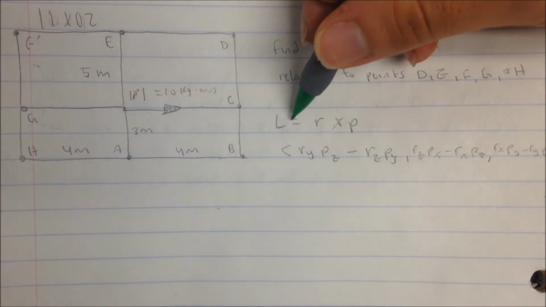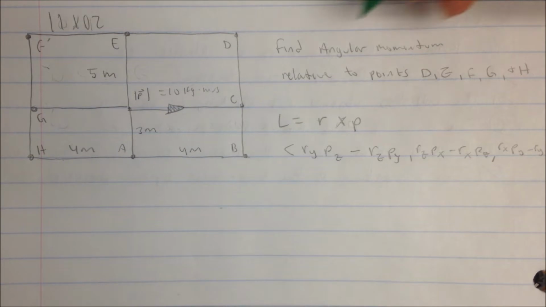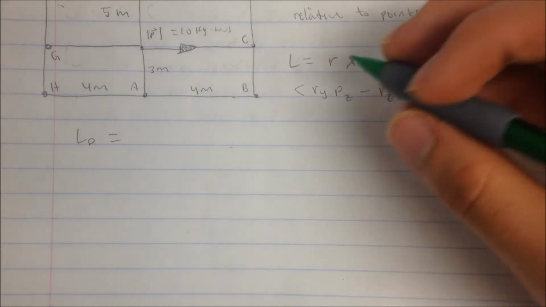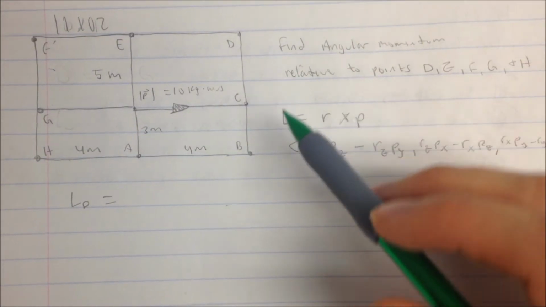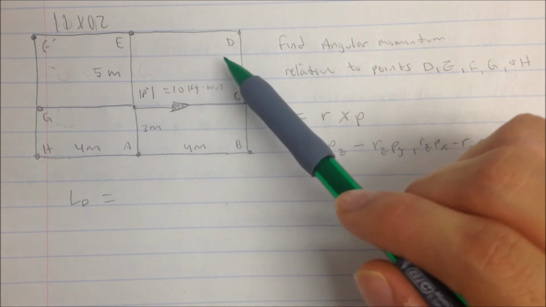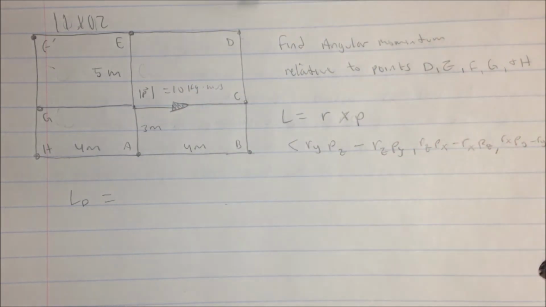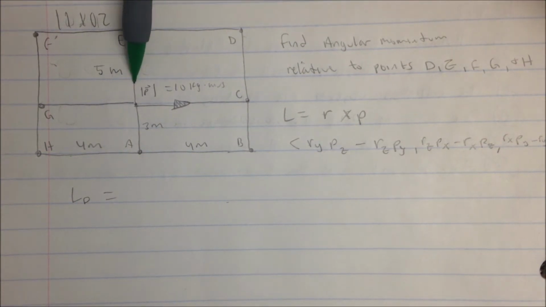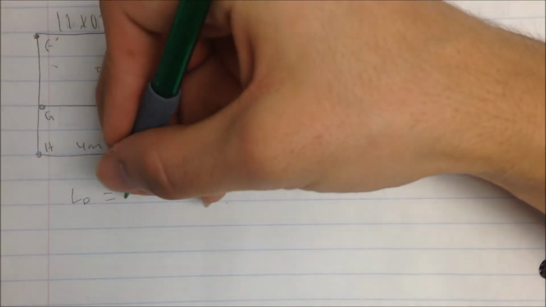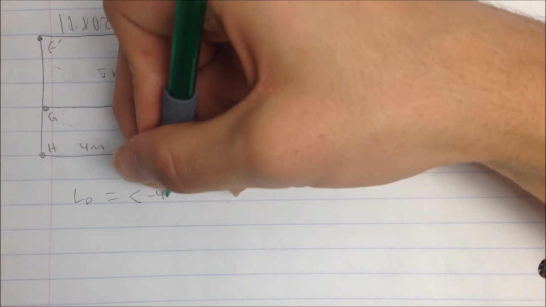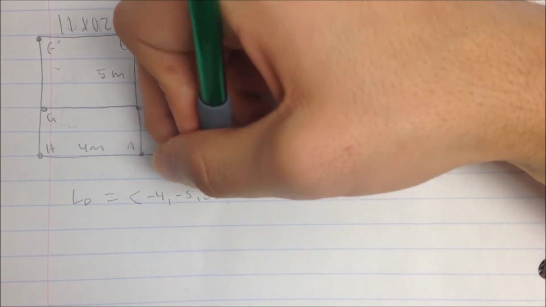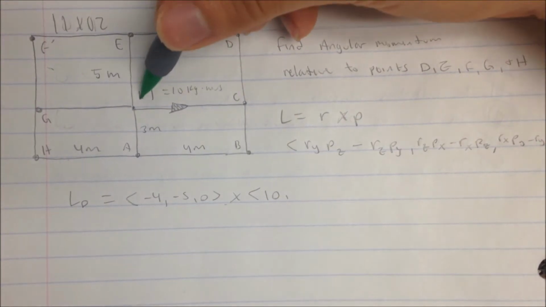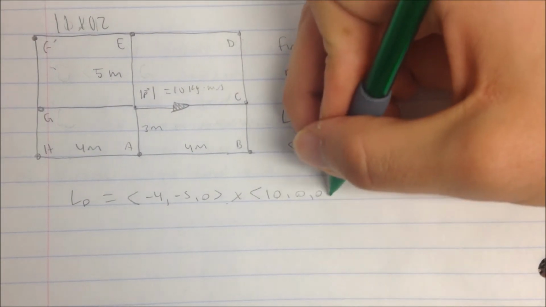So, to find the angular momentum relative to point D, it would be the distance from point D to the particle, which is -4 on the x-axis and -5 on the y-axis. So it would be -4, -5, 0, and then cross product 10, since it is on the x-axis, 0, 0.